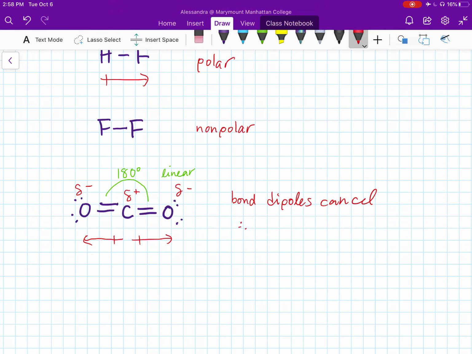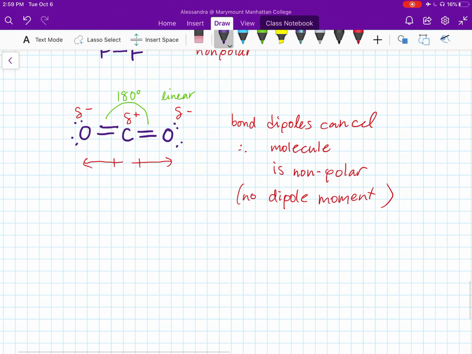Therefore, the molecule is nonpolar. So CO2 is actually a nonpolar molecule. It has no dipole moment. Okay, it has bonds, it has individual bond dipoles, but it has no overall dipole moment for that molecule, because the dipoles cancel. Let me give you another example.